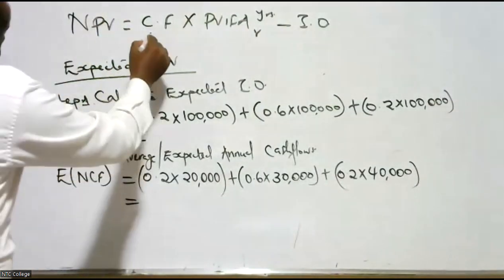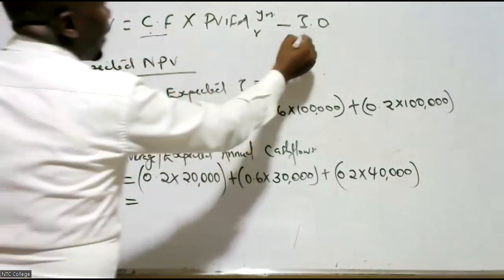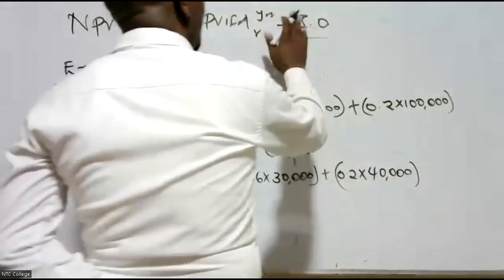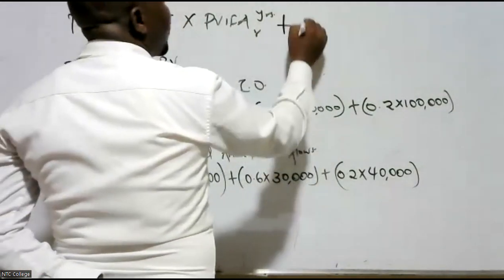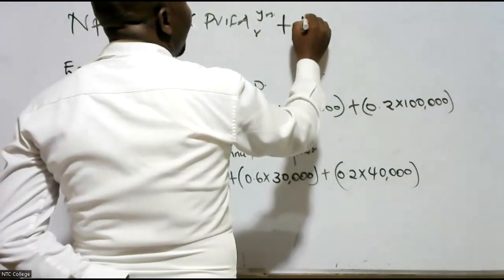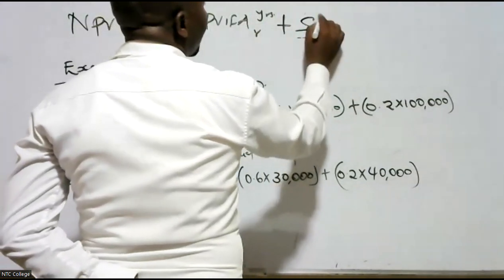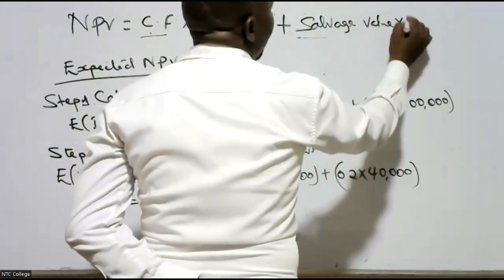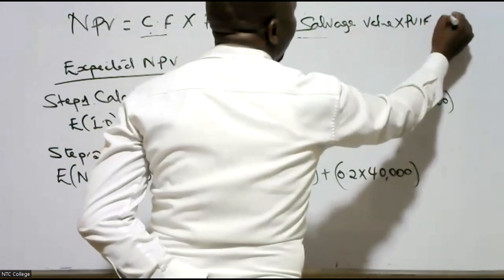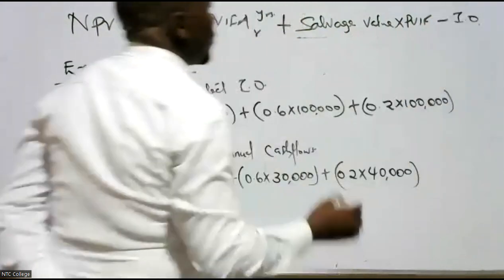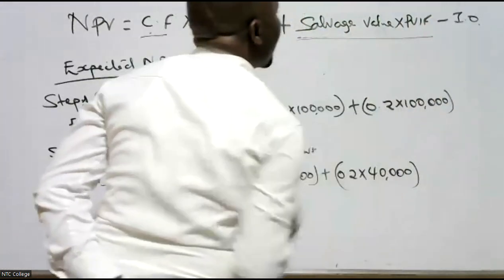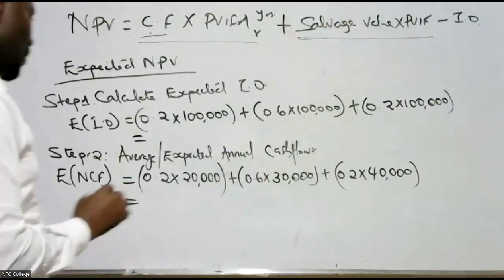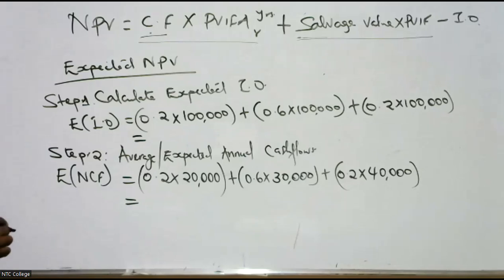So we have got our average cash flow. We will get average IO. What else are we having? We are given the salvage value. So that means that this formula should have been like that, plus salvage value times PV, because it is 1 minus IO. So because we have salvage value, we need to add salvage value plus now the cash flows. So our salvage value, we can get the salvage value as well.